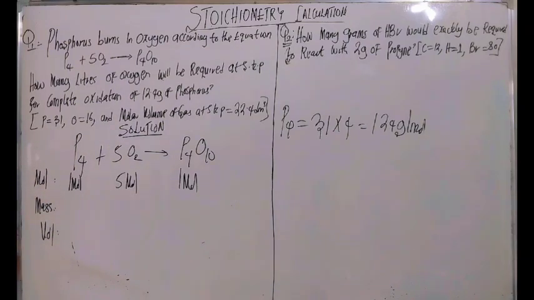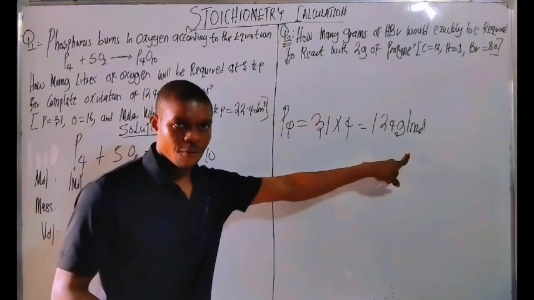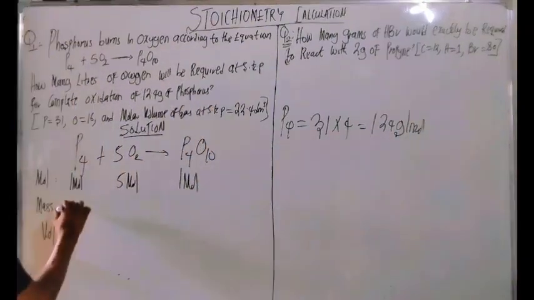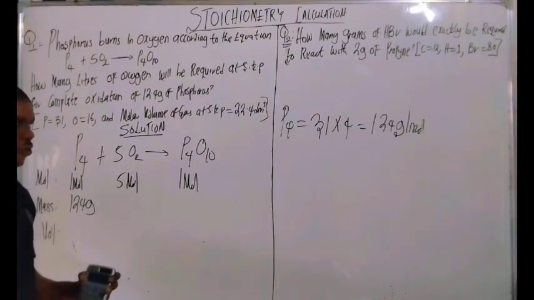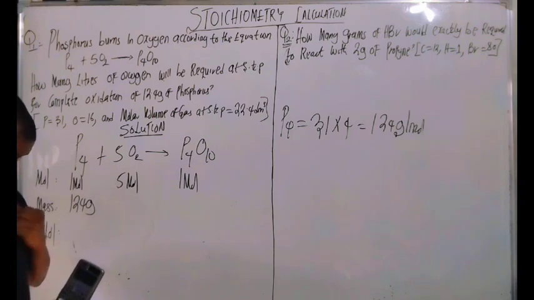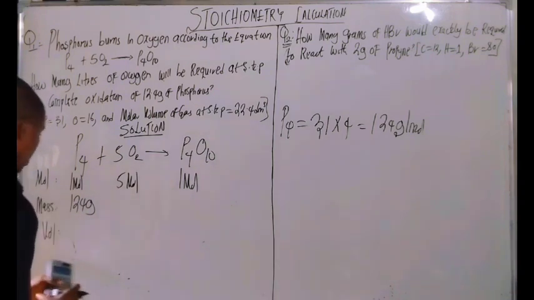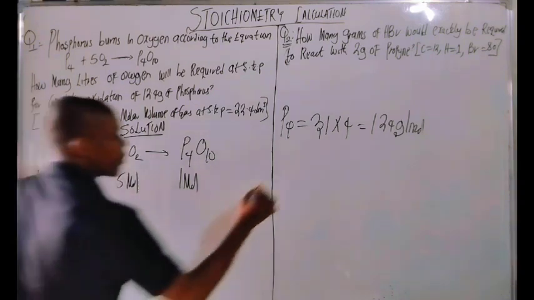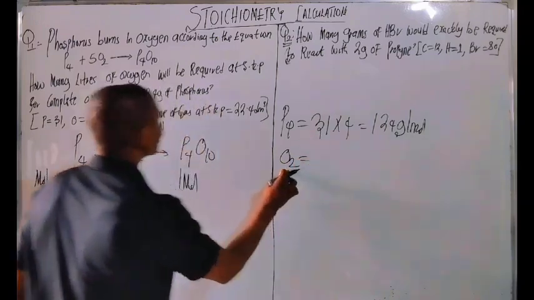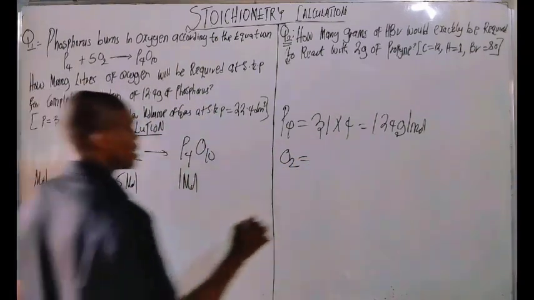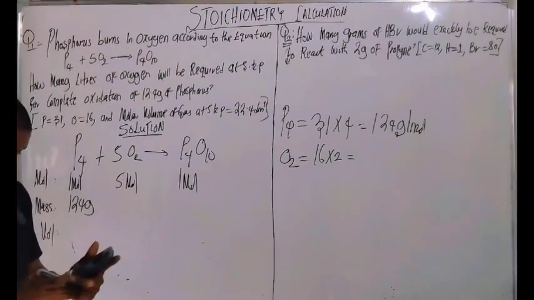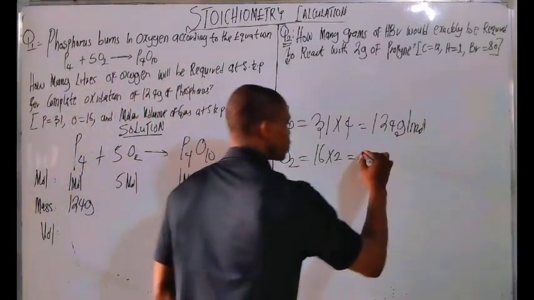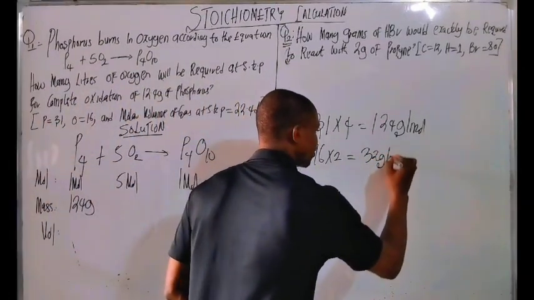So now remember, how many moles do we have here? 1, right? 1 times 124. It's going to be 124 gram. As easy as that. It's not difficult. Now for oxygen, here we have O2. Oxygen is 16, right? So it will be 16 times 2. Here we have 32 gram per mole.